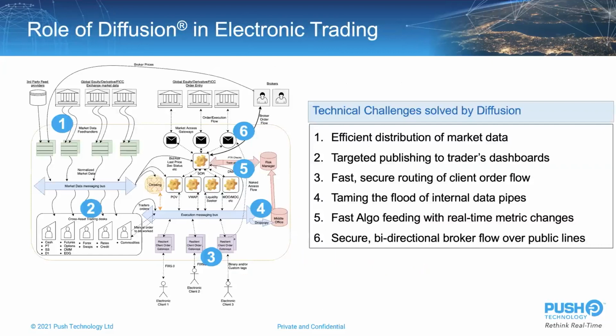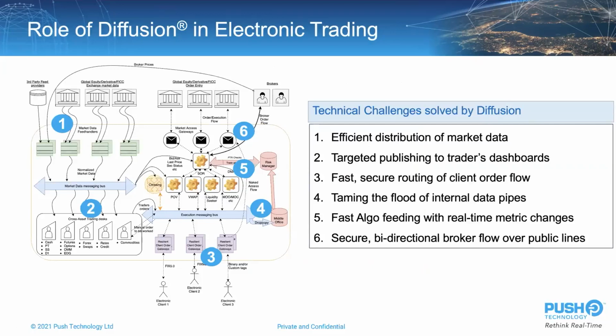First of all, we will look at some of the technical challenges and where Diffusion can help solve problems. First is the consumption of market data. Market data, as we know, comes in many different protocols. It can also be very voluminous, with very high volume.